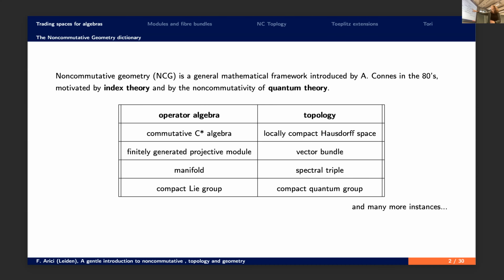Oh yeah, I realize now that I swapped the last two lines. I'm very sorry for this. I will fix it if you need the slides. So these are the operator algebraic concepts, spectral triples and compact quantum groups, and these are underlying geometric objects that you should have in mind.